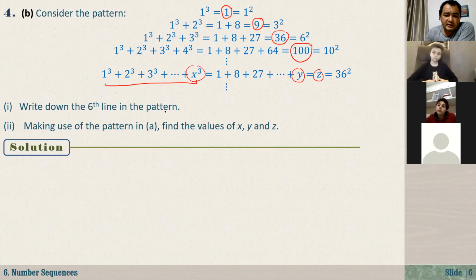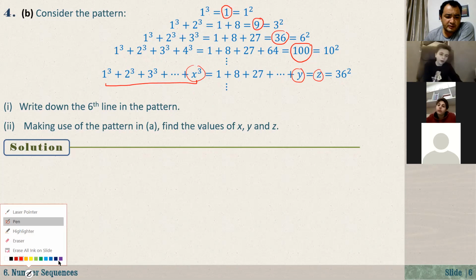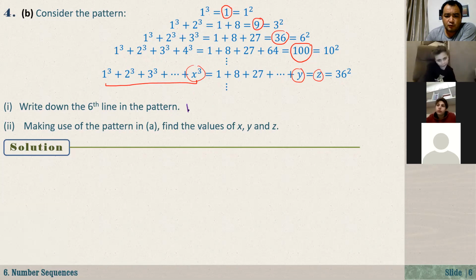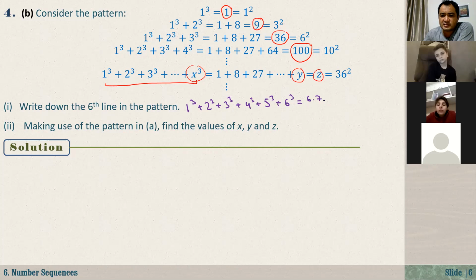Write down the 6th line in the pattern. We can just write it here. 6th line will be like this, right? 1 cube plus 2 cube plus 3 cube plus 4 cube plus 5 cube plus 6 cube. You can evaluate this. Actually, this will be equal to 6 times 7 over 2 squared, which is equal to 21 squared. It is 441. Okay. And in general, also this until x. What is this? 36, right?